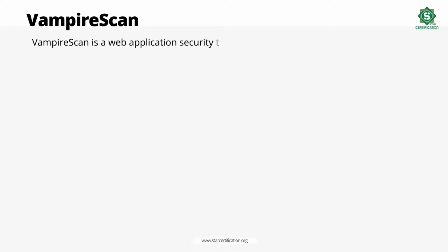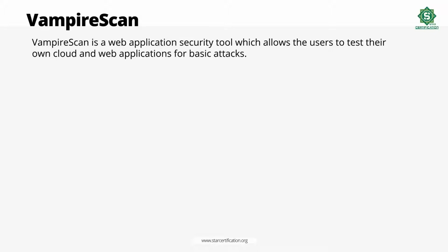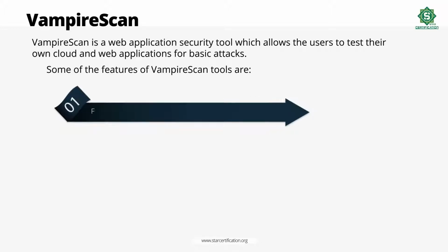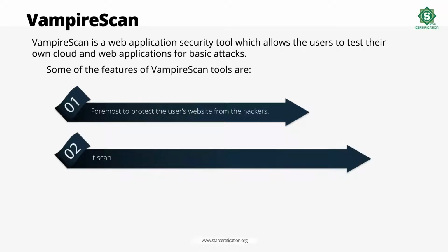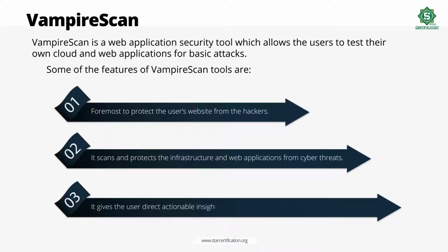VampireScan is a web application security tool which allows users to test their own cloud and web applications for basic attacks and then receive actionable results within their own web portal. Some of the features of VampireScan tools are: foremost, to protect the user's websites from hackers. It scans and protects the infrastructure and web applications from cyber threats too. It gives the user direct actionable insights on high, medium, and low-risk vulnerabilities.